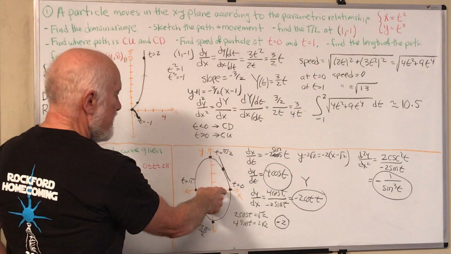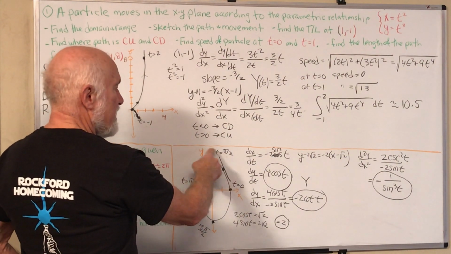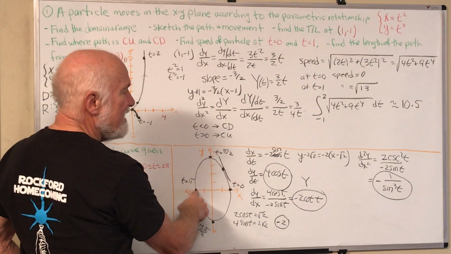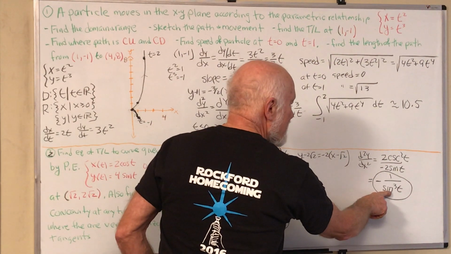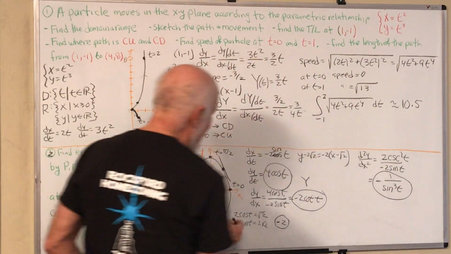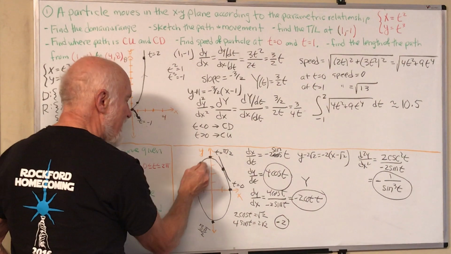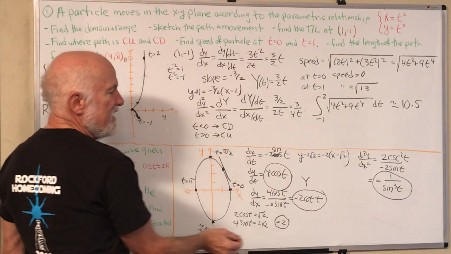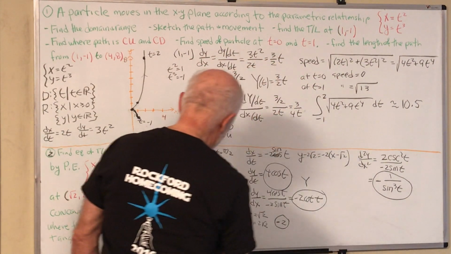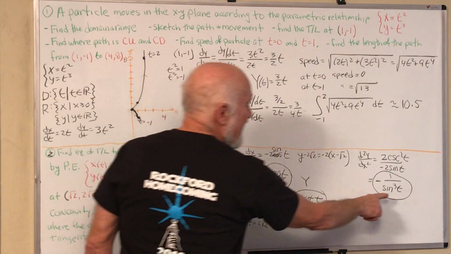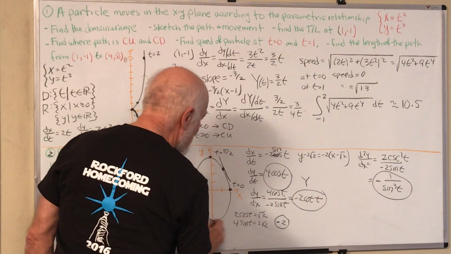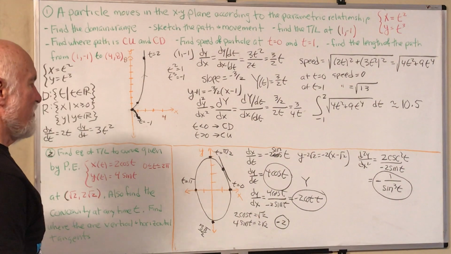So you know from 0 to pi, the sine is positive, which means the concavity is going to be negative. And look at it, it's concave down. And then from pi to 2 pi, the sine is negative, so the concavity is going to be positive.